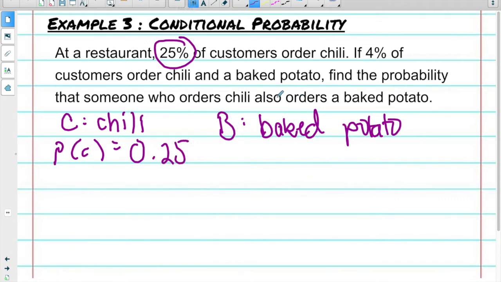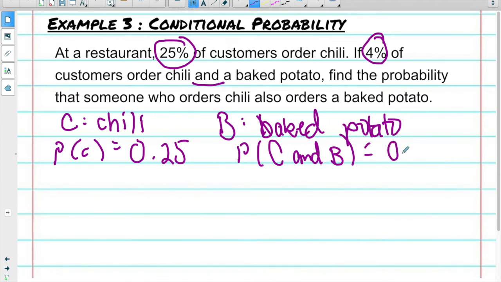Okay. And then this 4%, what does that represent? It represents the customers who order chili and a baked potato. So that's our and probability. Probability of C and B. So writing that as a decimal, we get 0.04.